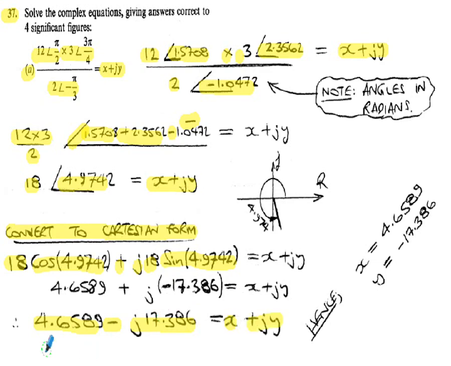We now simply equate the real term on the left hand side, that's the 4.6589, with the x on the right hand side. We equate the imaginary term, so that's negative 17.386 on the left hand side with the y on the right hand side. And that gives us our solutions of x is equal to 4.6589 and y is equal to negative 17.386.